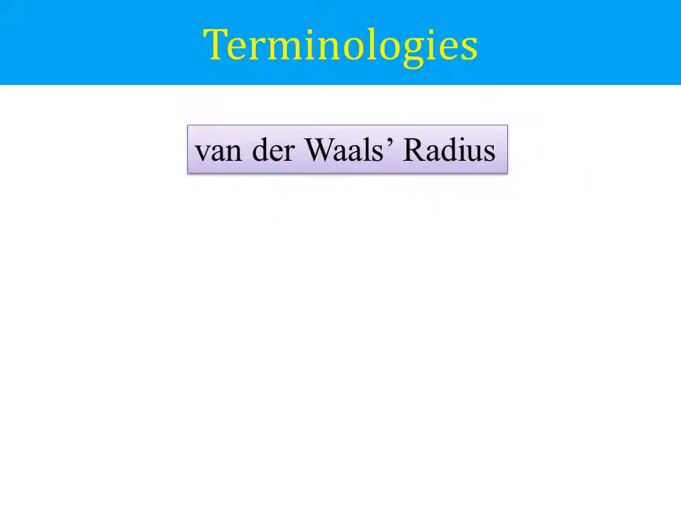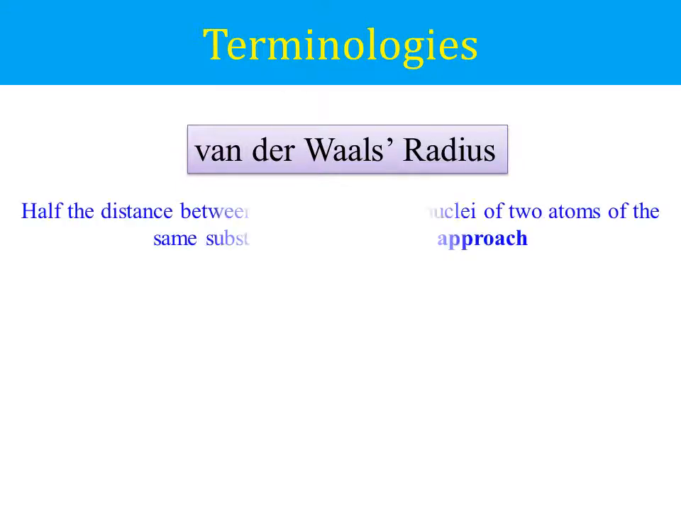Moving on to van der Waals radius. Now, van der Waals radius is once again half the distance between the centers of the two nuclei, but of the same substance. The important point is that it is at the closest approach. Now, what does this mean? It's highlighted over there. What does this mean actually?